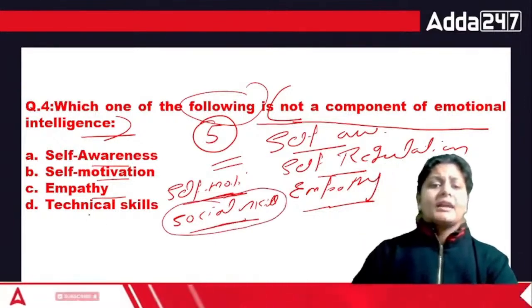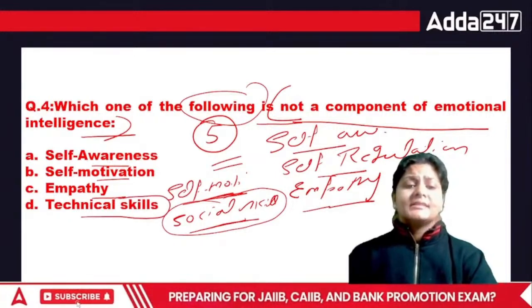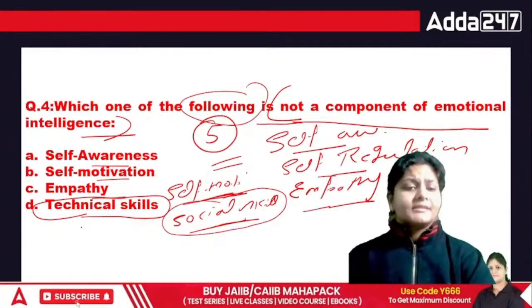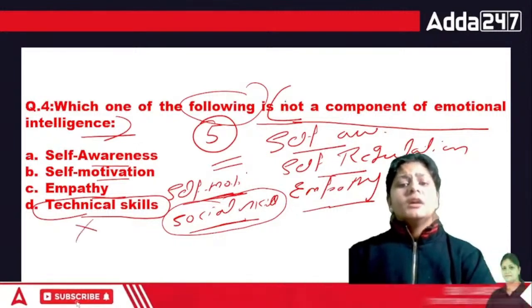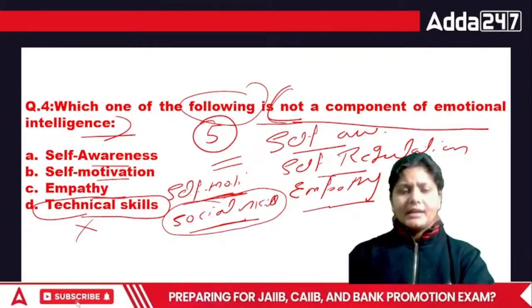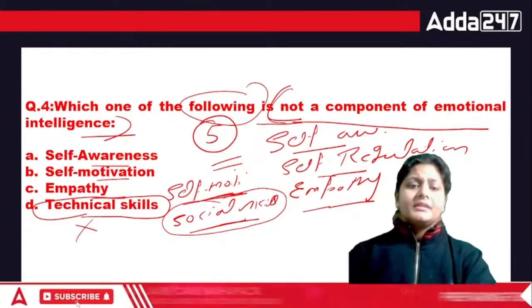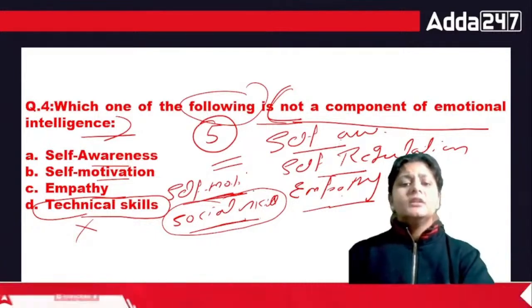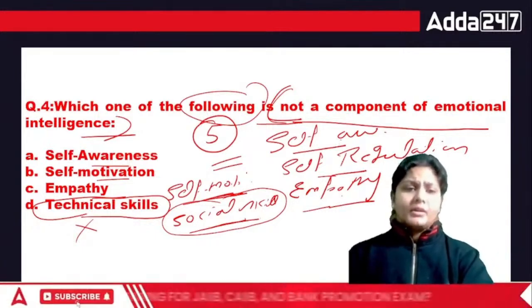Okay. So here actually technical skills is not a component of EI. Last year in the December exam, there was a question about which one is a component, or I think which one is not a component, like that they have asked. So these 5 are the components: self-awareness, regulation, empathy, motivation and social network.